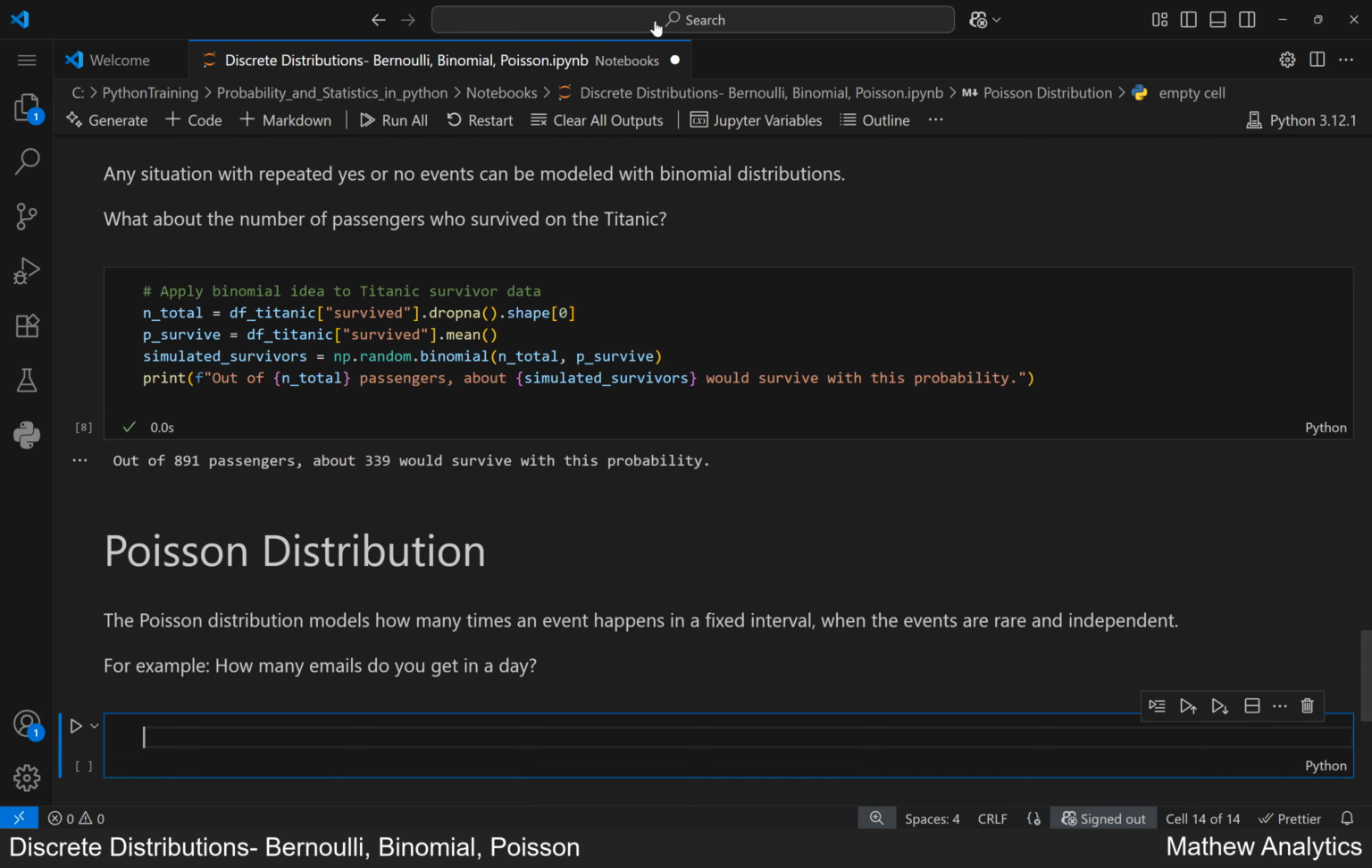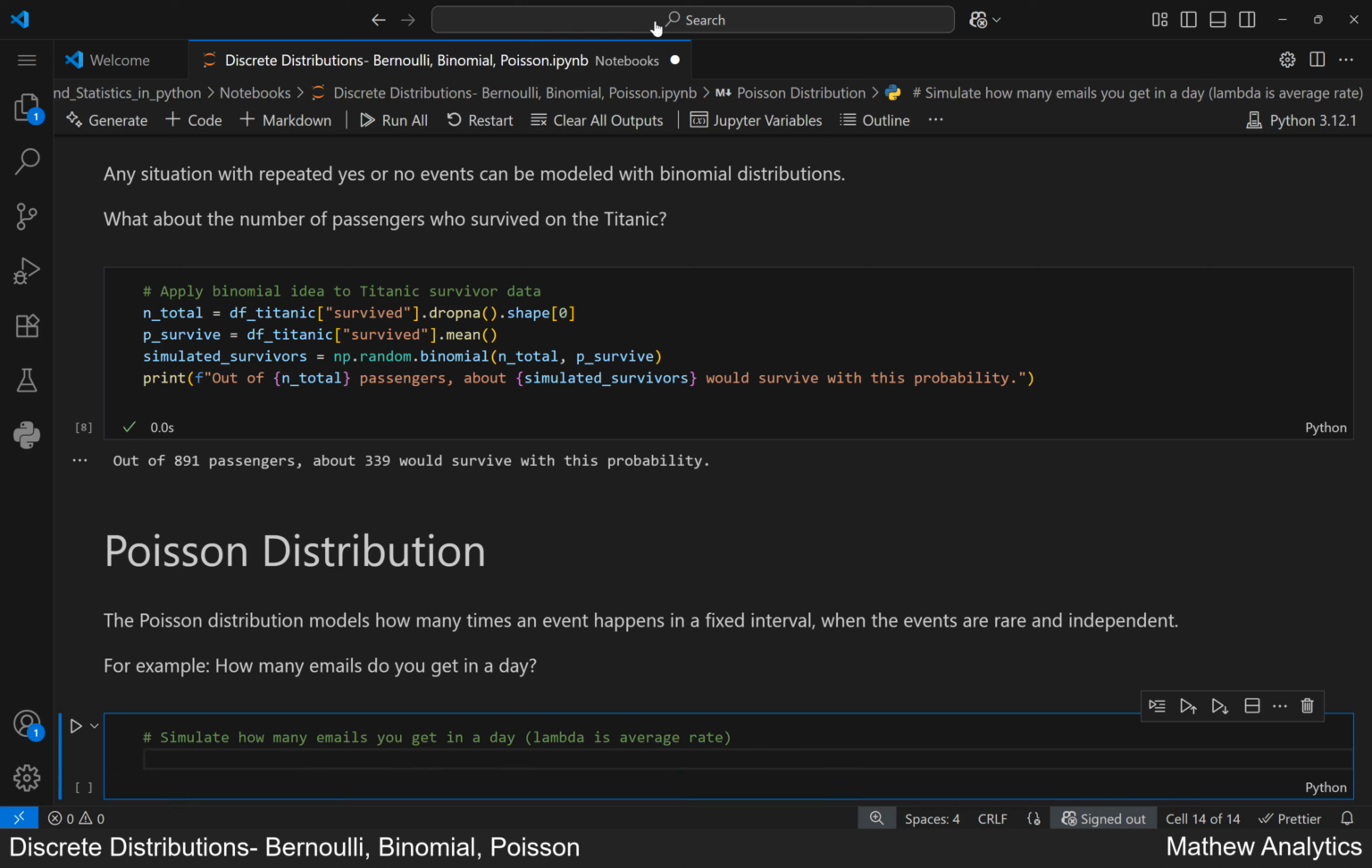Suppose you expect about 5 emails per day, on average. We use the Poisson function to simulate one day. NumPy returns the count of emails for that day. We print the result so we can relate the number to real life. Running the cell now.